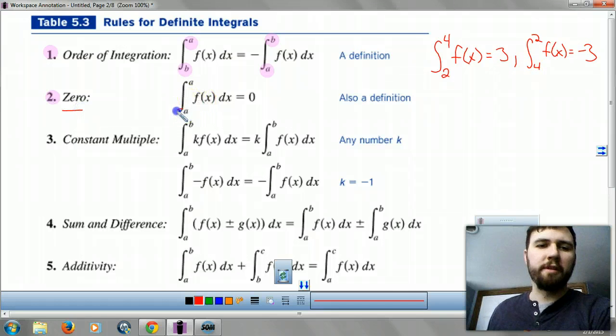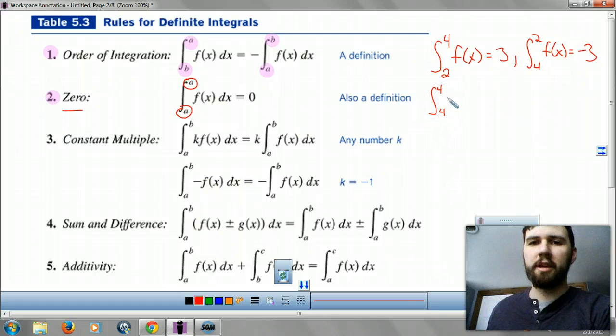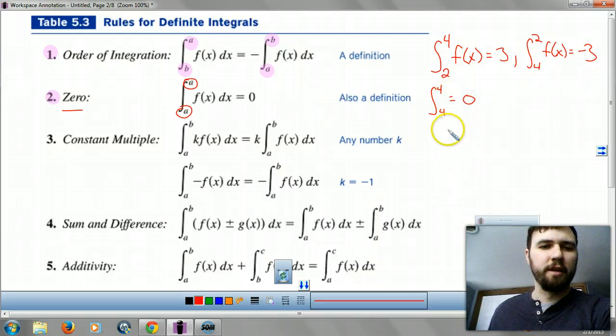Your zero property says that from a to a, your integral is 0, which makes sense because of your area. You aren't going anywhere on the interval. That's a point, and a point does not have area. It doesn't matter what the function is.